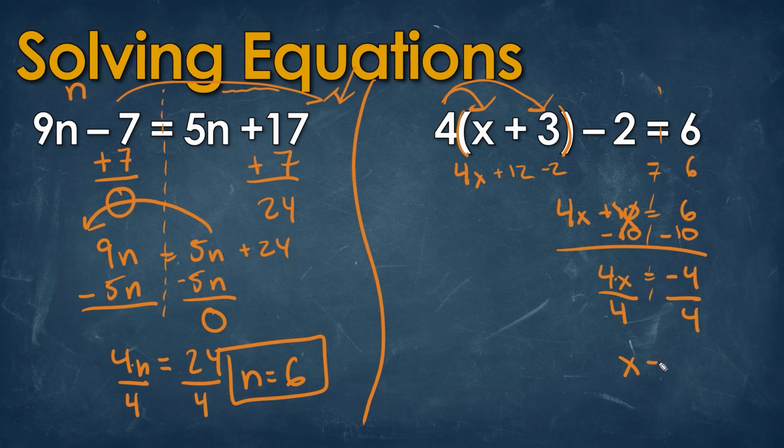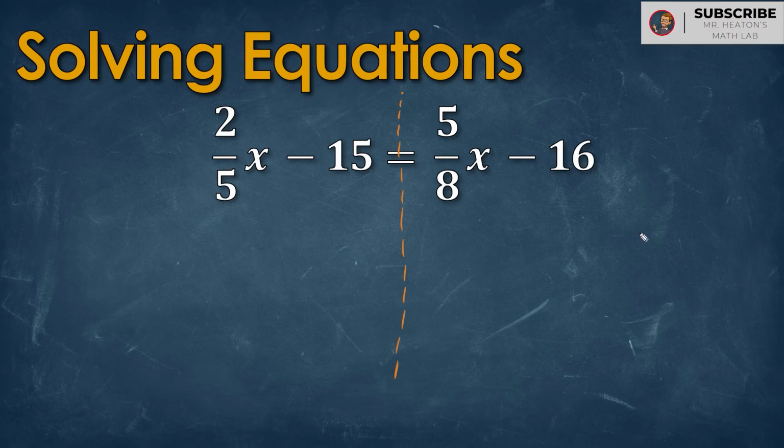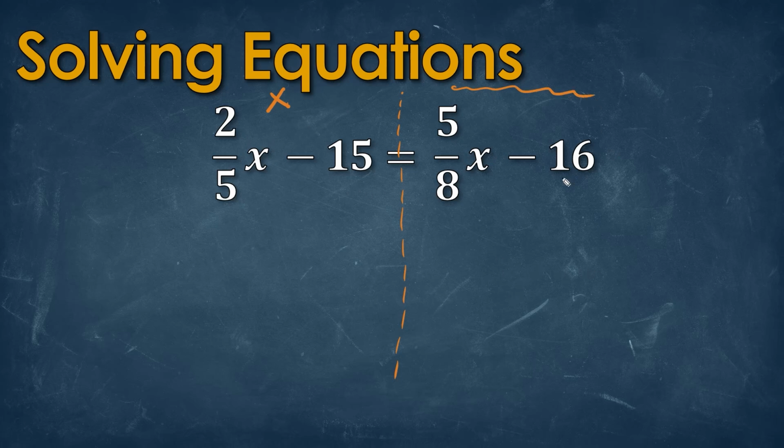And if we simplify that out, x will equal -1. Okay, so now we're going to figure out what you need to do when you have fractions on both sides. Well, it's still going to follow the same procedures. We want to get x on one side and we want to get all of our numbers on the other side. So what we end up needing to do is follow the same procedure.